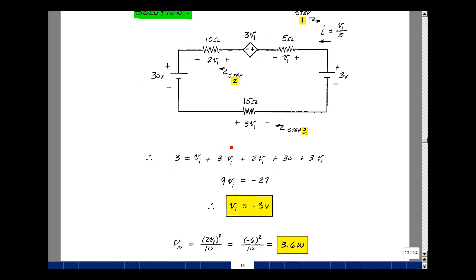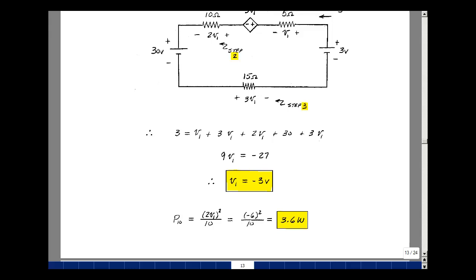I have V1, 3V1, that's 4, plus 2 is 6, plus 3 is 9. So 9V1. Put this on the other side of the equation. I get 3 minus 30, or a minus 27, and that makes V1 a minus 3 volts. Now the voltage across here was 2V1.